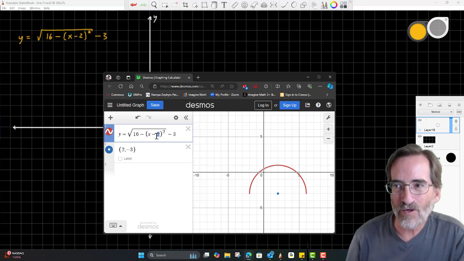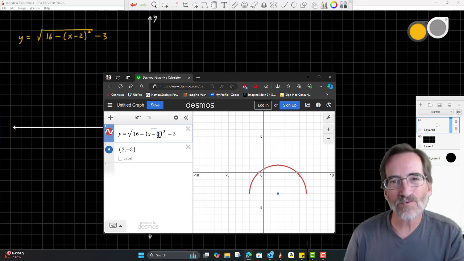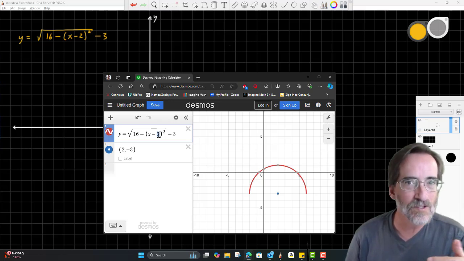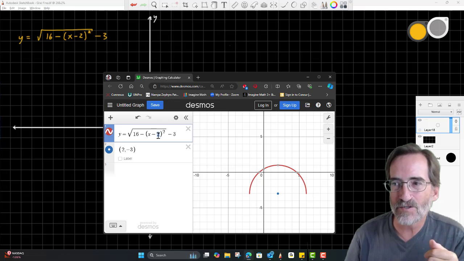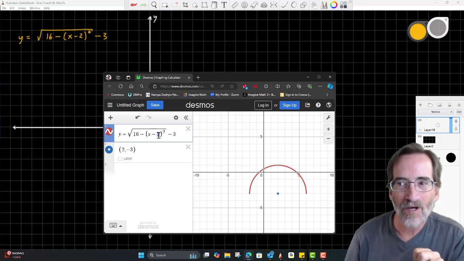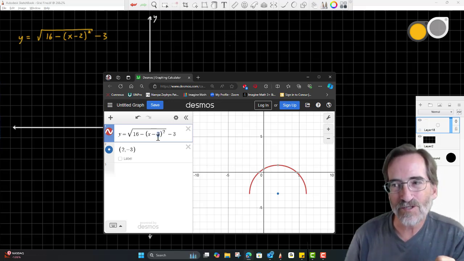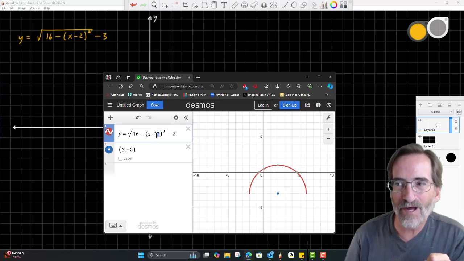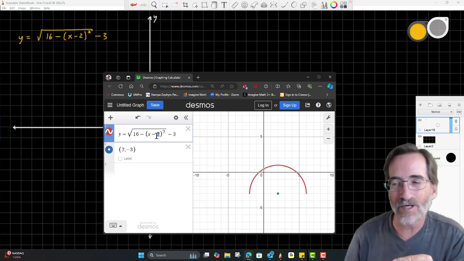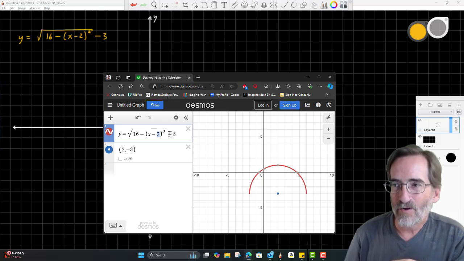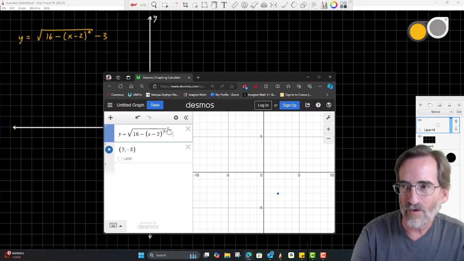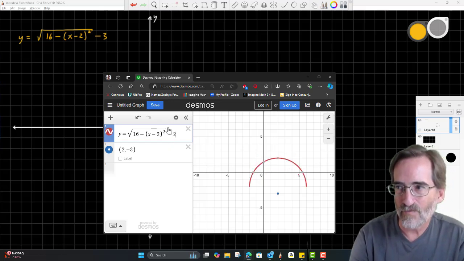You might think that would go left, but one of the rules we learn when we do what's called transformations on functions is that x is oppositesville. Whatever you do to x, it does the opposite of what you think. So if you subtract 2 from x, it's actually going to move it to the right 2. Now the -3 is the y-coordinate, and that moves it down. If I put in -1, it would go down 1, -2, down 2, -3, down 3.